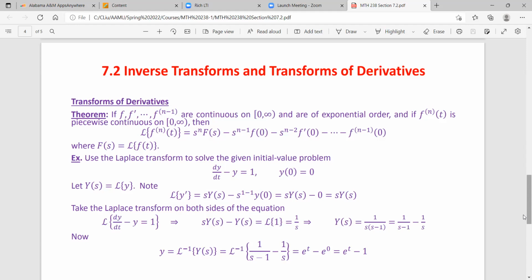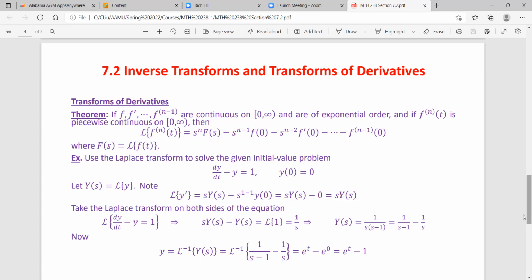So when you take the nth derivative of f(t), you are taking the derivative of some function, and you should get some function of s. It turns out the answer is just a polynomial of s: s to the n times capital F of s, where capital F of s is just the Laplace transform of small f.